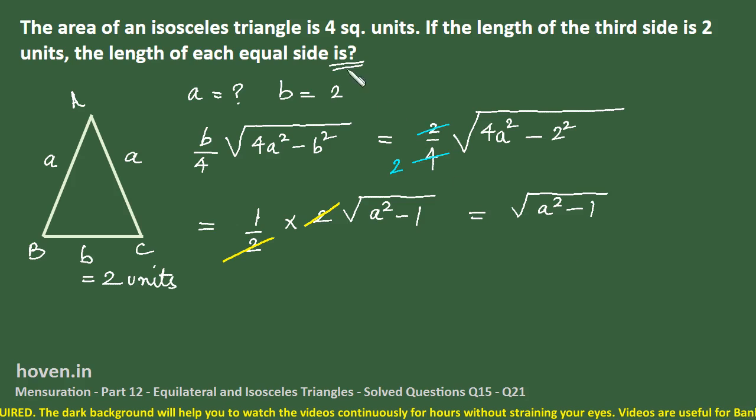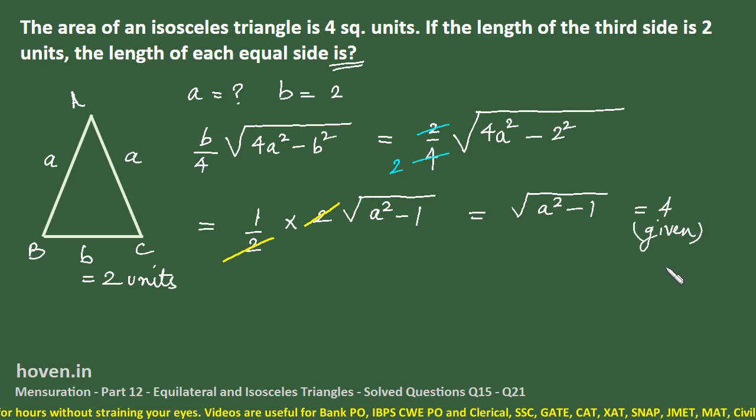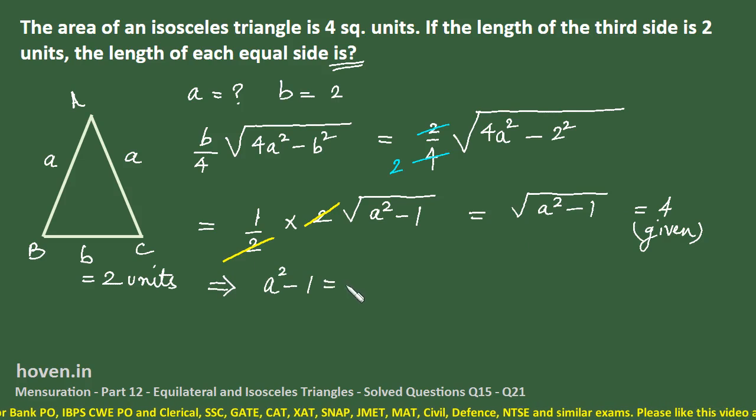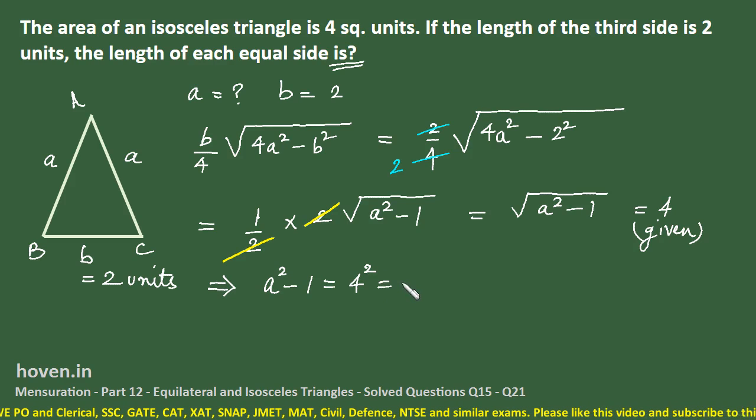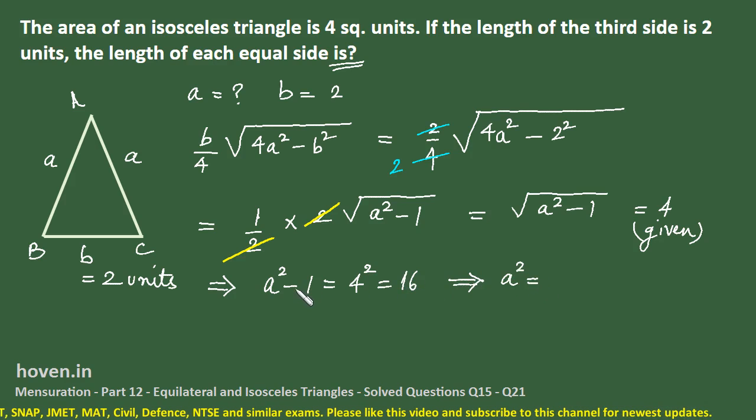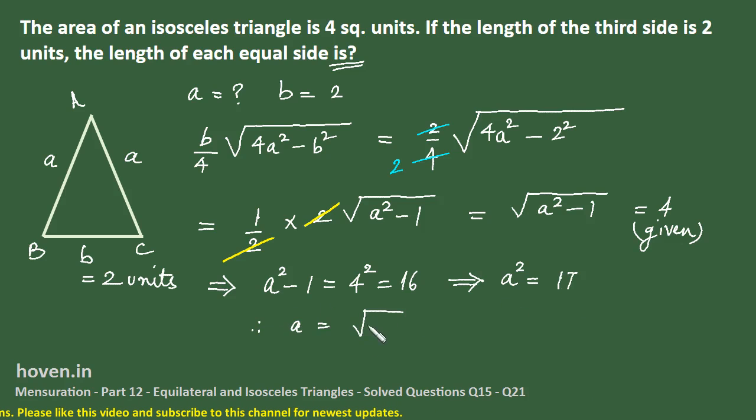This area has been given equal to 4, so we can write it is equal to 4. We will write here that this is given to us. Now we can square both the sides of this equation, which implies a square minus 1 is equal to 4 square, which is 16, which implies a square is equal to 16 plus 1. 1 goes to the other side. It becomes 17. Therefore, a is equal to square root of 17, which is the answer.